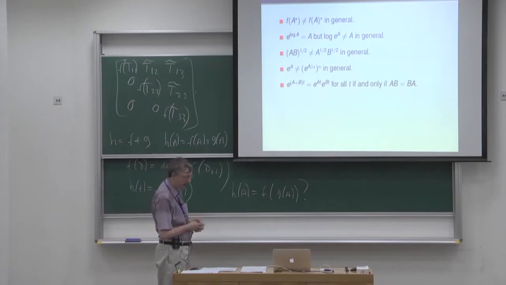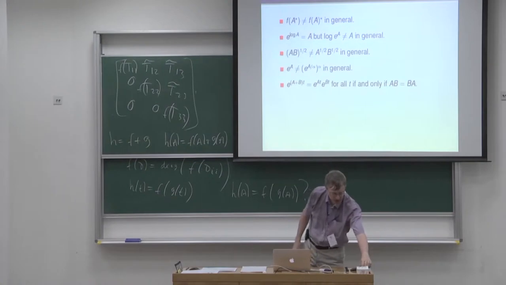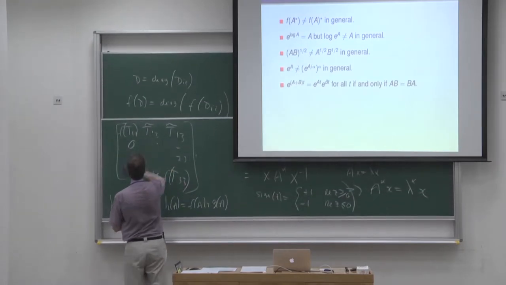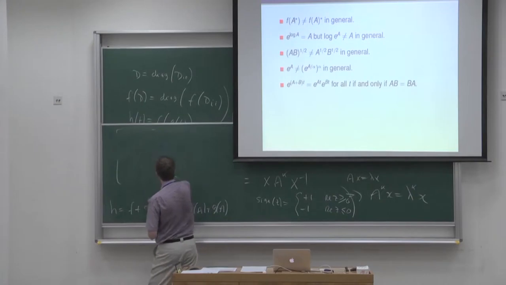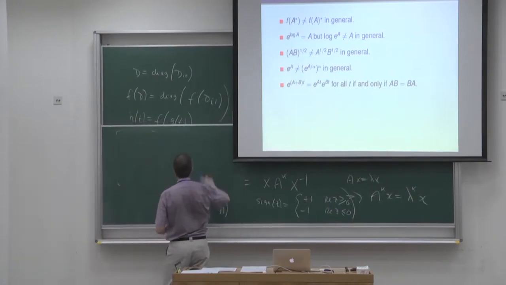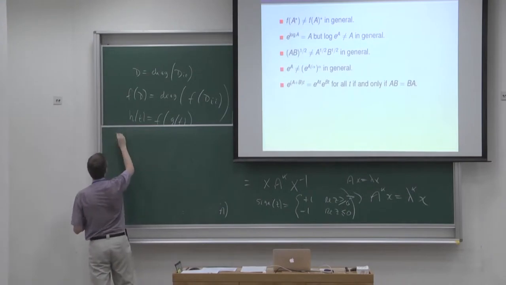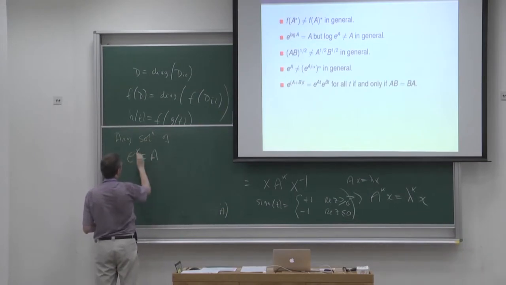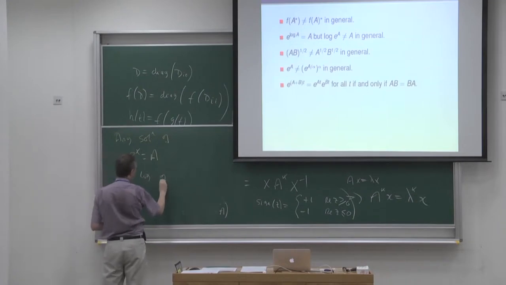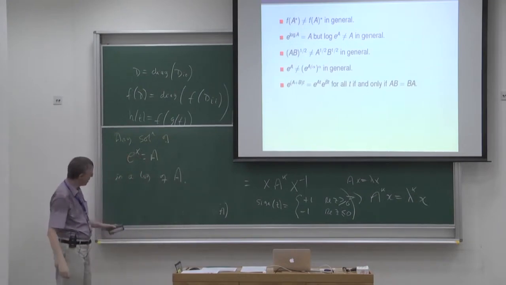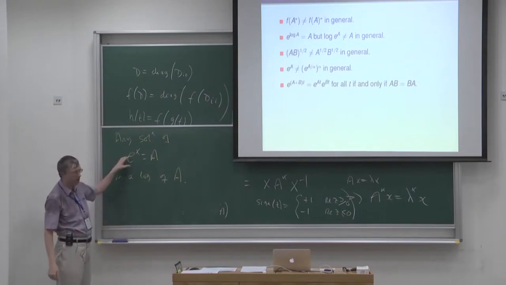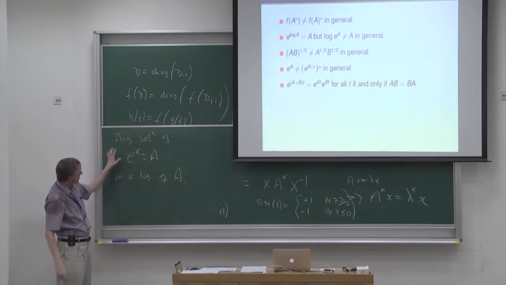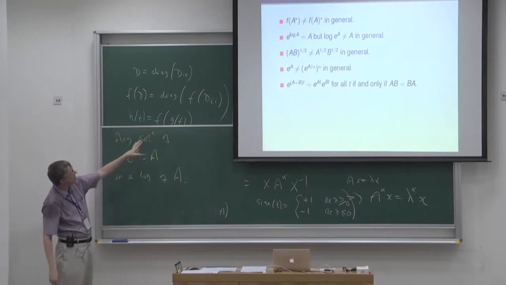e to the log a is a. Why is that? Well, really just because of the way I've defined log a. There's the general log and then there's the principal log. In general, any solution of e to the x is a is a log of a. So that would be the general definition of log. And yesterday we talked about the principal log, which is the unique one that has eigenvalues in a strip between minus pi and pi. So the definition of log says that, yes, e to the log a is a, just by definition.